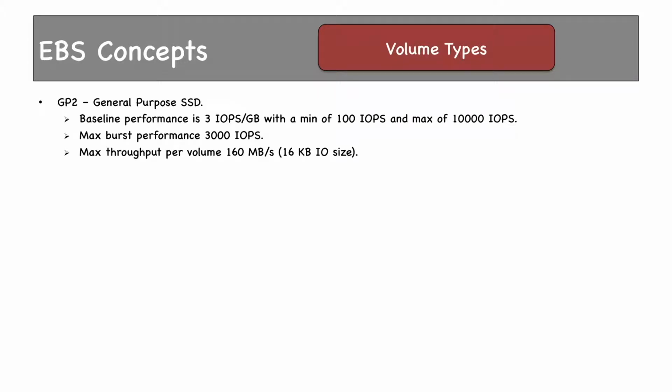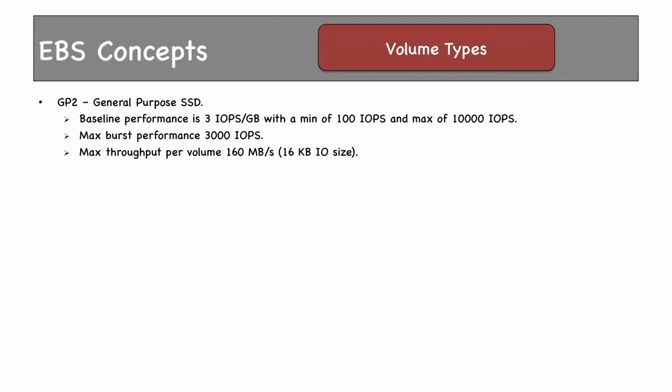Volume types. EBS provides different types of volumes. These can be SSD backed or hard disk drive backed. SSDs are very good for random I/O operations, whereas HDDs are better suited for sequential reads and writes. The first type is general purpose SSD or GP2.